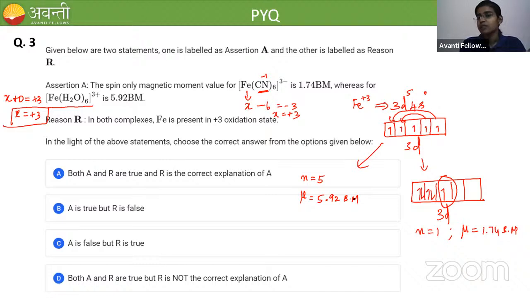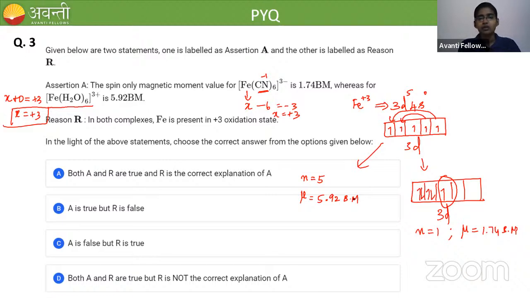Both are having different magnetic moments. That is not due to the same oxidation state of iron. Both are having different magnetic moments due to the different ligand field. Cyanide is a strong field ligand and H2O is a weak field ligand, and because of that only, both are having different magnetic moment values, not because of the same oxidation state of iron.